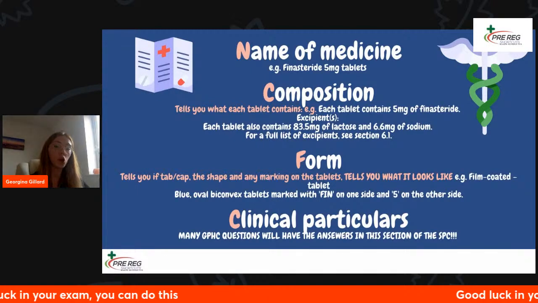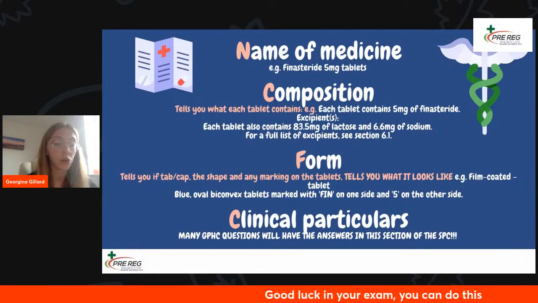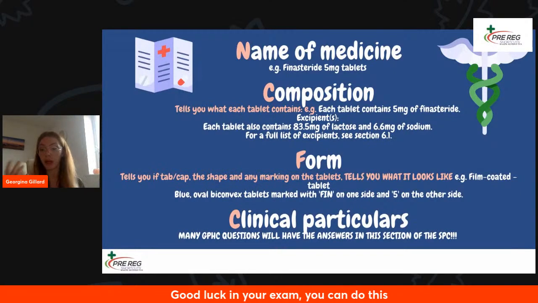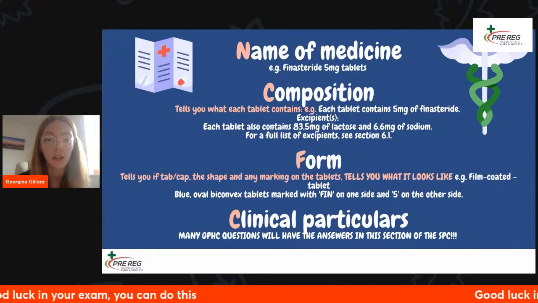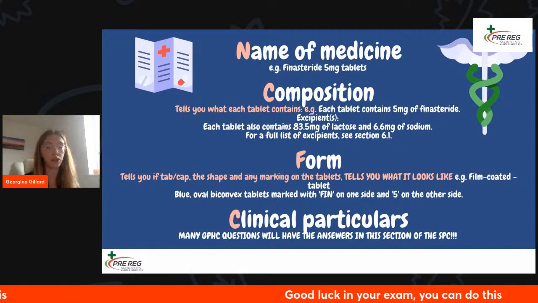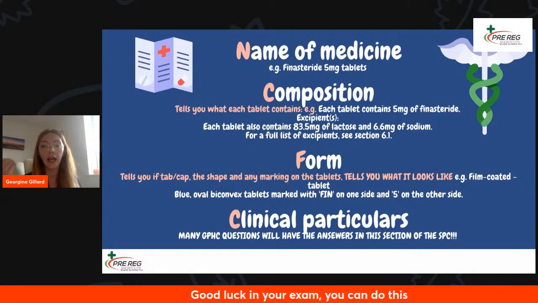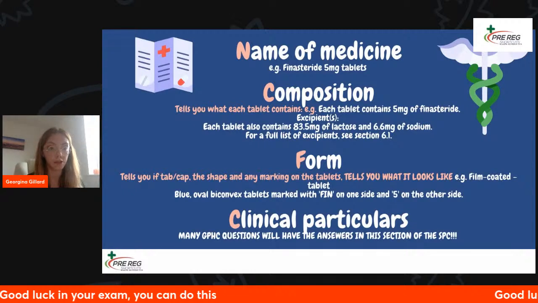Then you've got Nutty Chemist Fed, so F is for form, and that's going to tell you if it's a tablet or a capsule, and what shape it is. For finasteride, your SPC tells you what the tablet looks like. It's a blue tablet, oval, biconvex. It has a 5 marking on one side and a FIN marking on the other side.